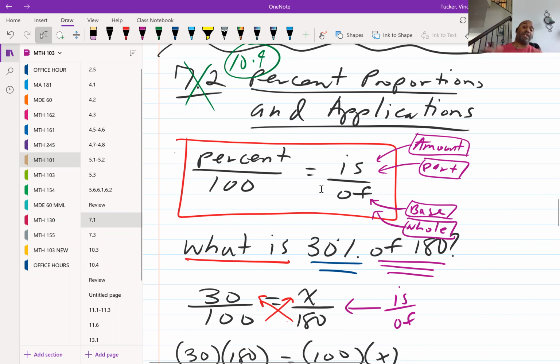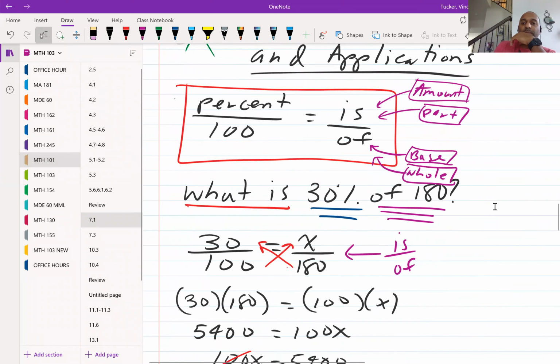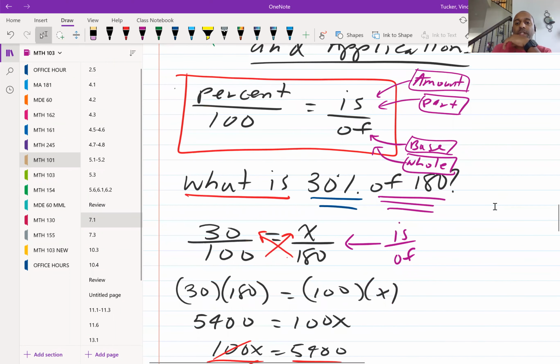But the easiest way for me is whatever number is attached to is, that's going to go on top. Whatever number is attached to of is going to go on the bottom. And then your percent number will always be placed over 100. So that's what this setup means. Give me a chance to write before we get there.